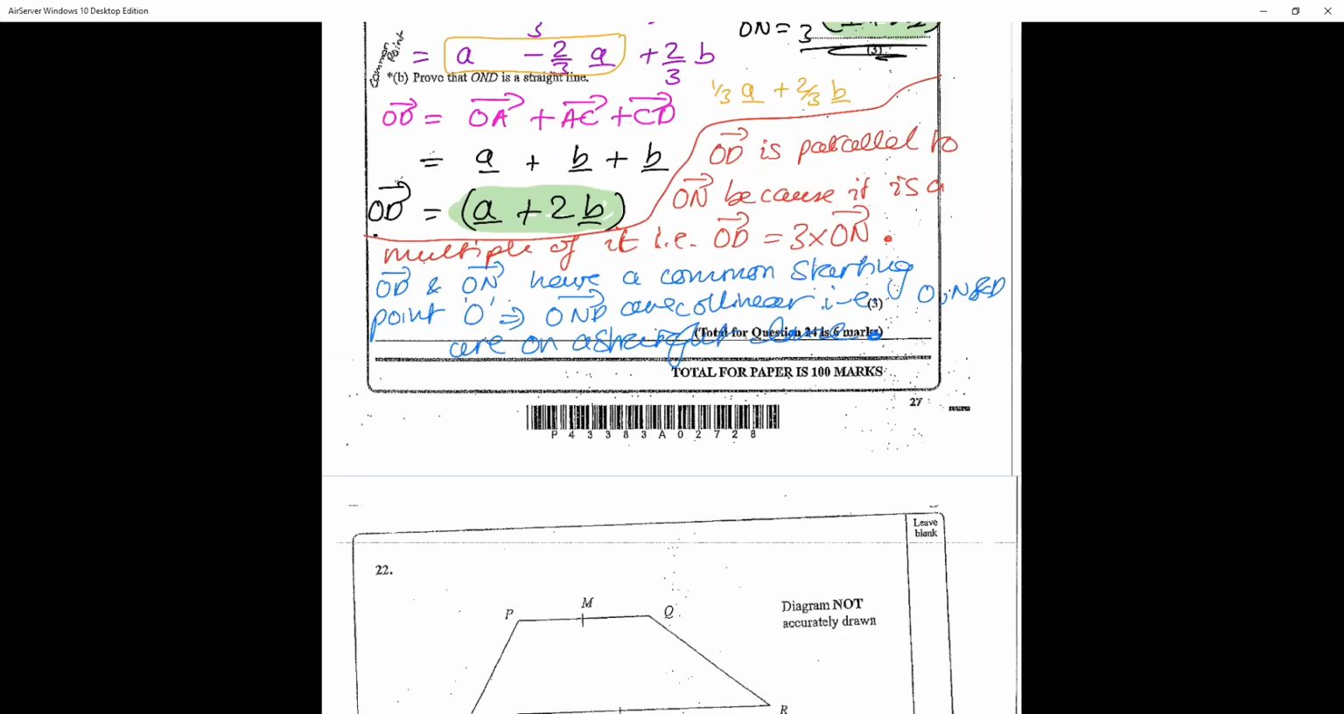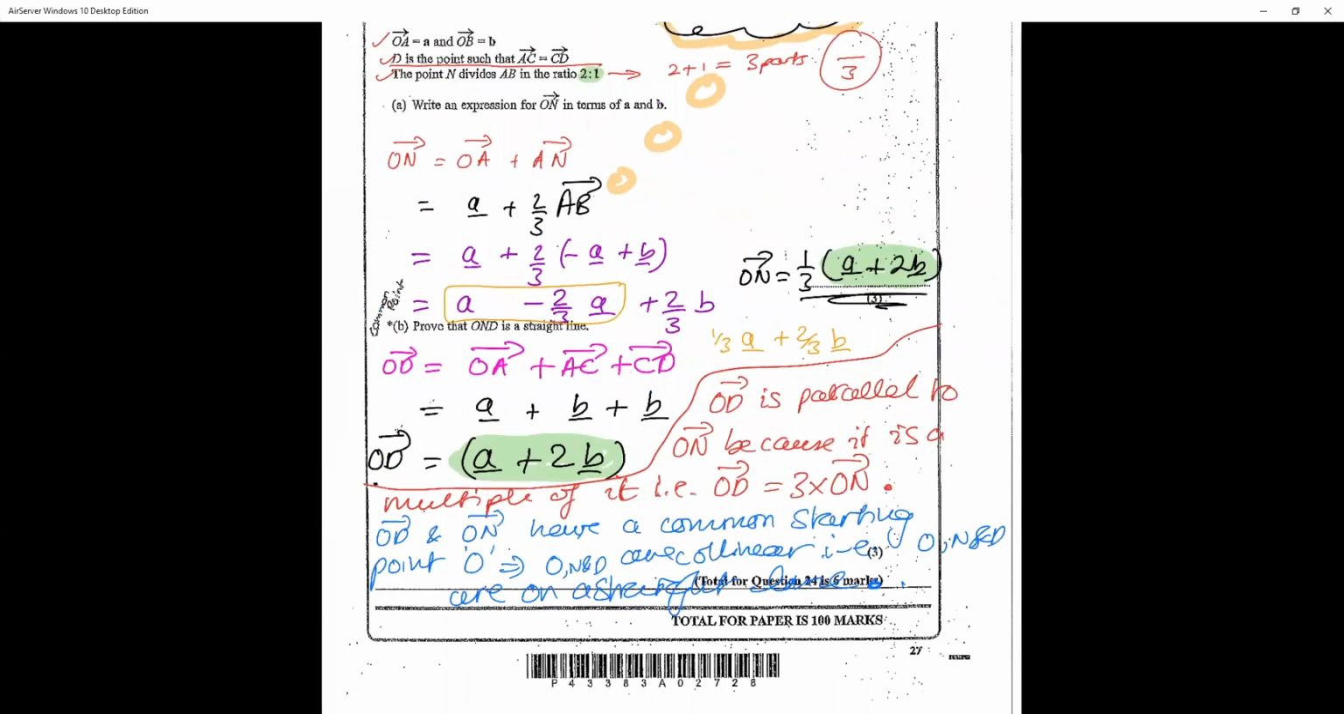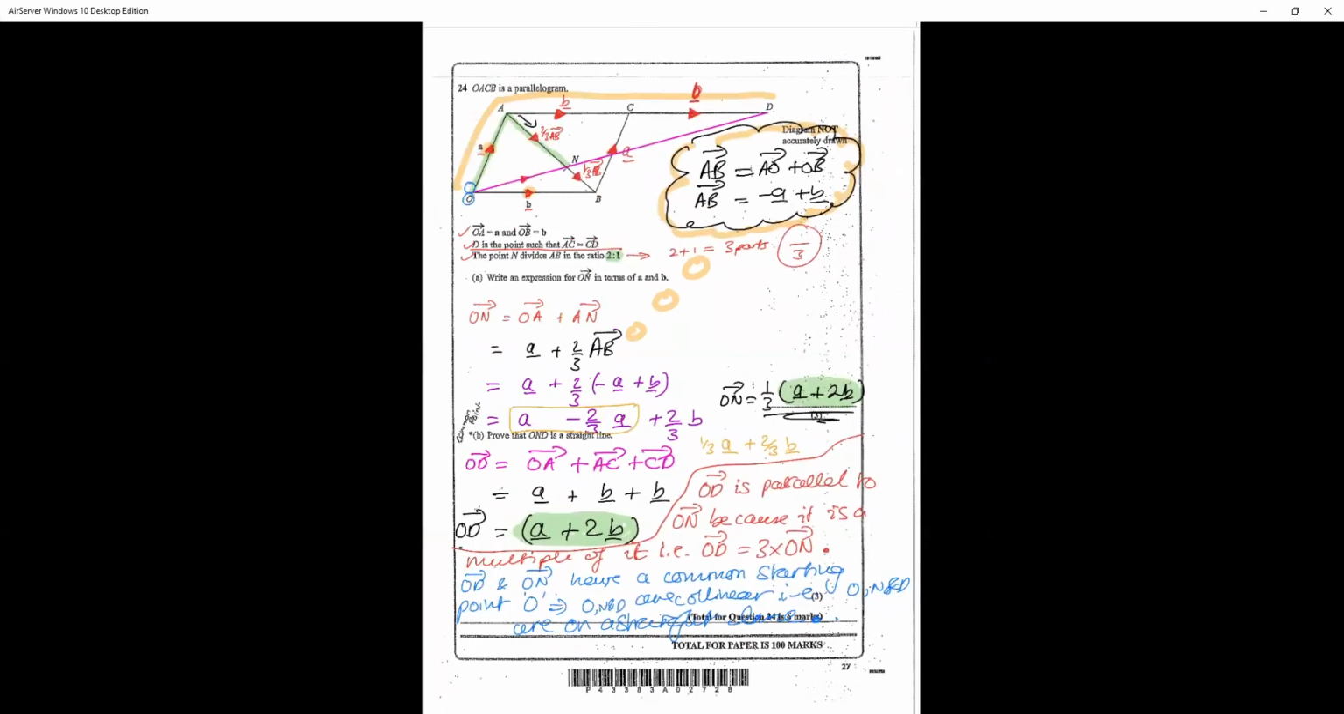Yeah. So it's O, N, and D. Let me make that a little bit more tidy. O, N, and D are collinear. O and D are on a straight line. Fantastic, done. So that question has a slightly different style because we had to prove that something is a straight line. And that's the end of that question.